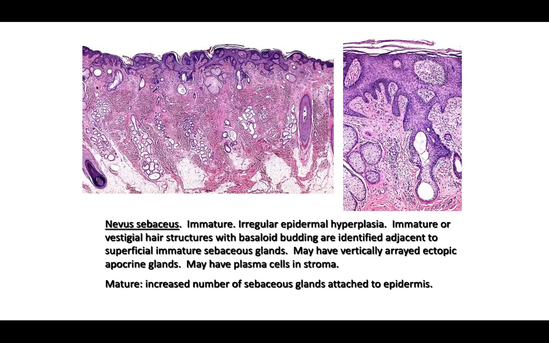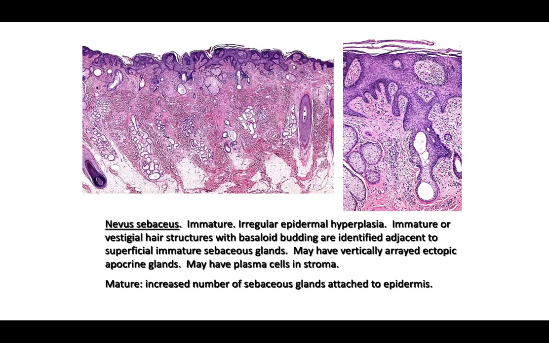Most of the examples I've seen of these, you have abundant apocrine glands to the deep aspect of the excision. You can also see several anagen hair follicles, so you can tell it's the scalp. There's an increased number of sebaceous glands attached to the epidermis. So this is definitely one you need to know. Interestingly, nevus sebaceous can be associated with multiple adnexal neoplasms within the same specimen.